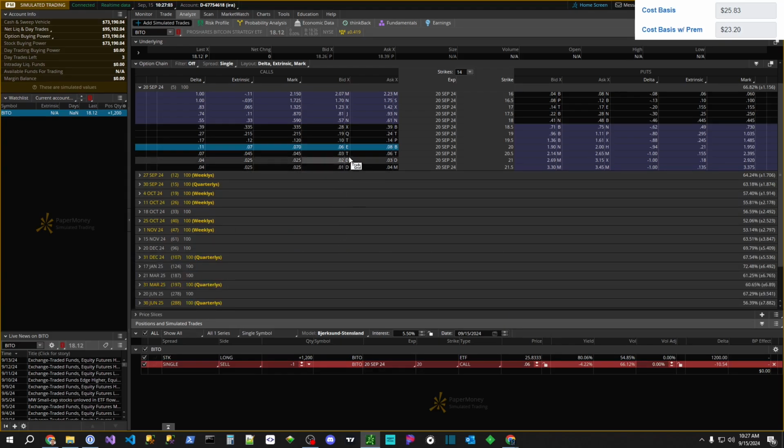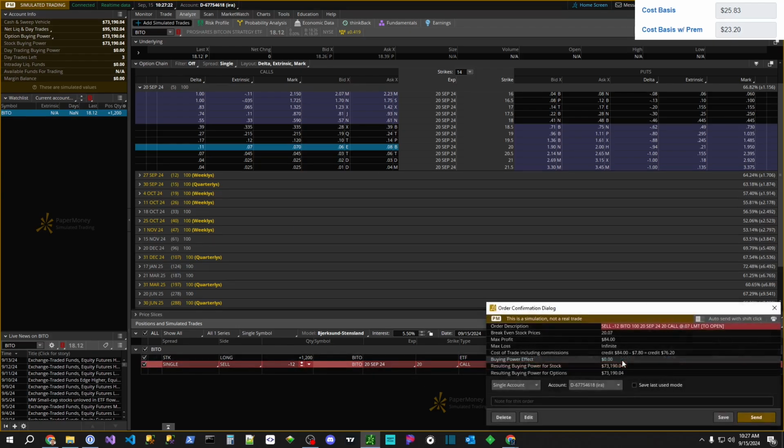Okay, so it's bid 6 cents, the ask is 8 cents, so the mark is 7 cents, which is in between those two. So we should be able to sell it for that. And we have 1,200 shares, so we need to put this up to 12 contracts. Then we right click here, confirm and send, and then we can send it off.